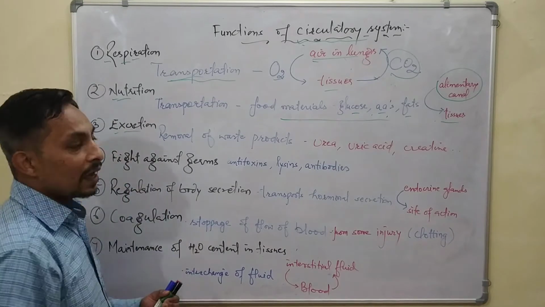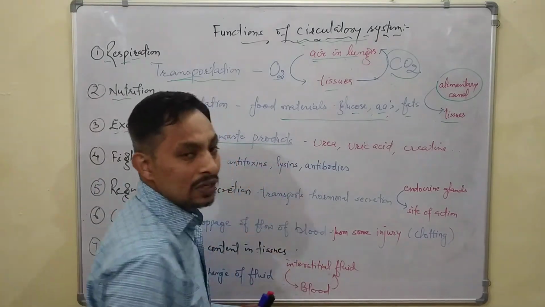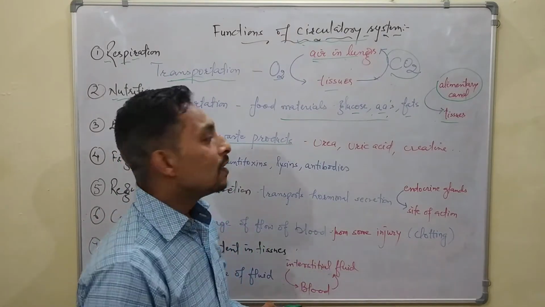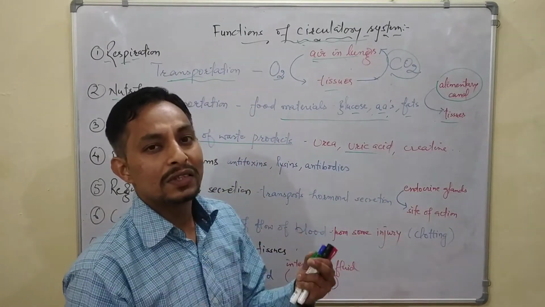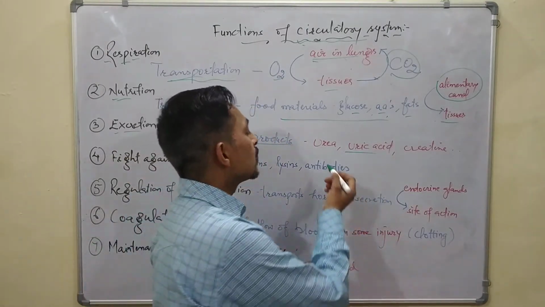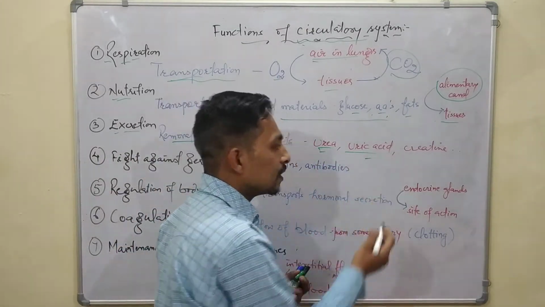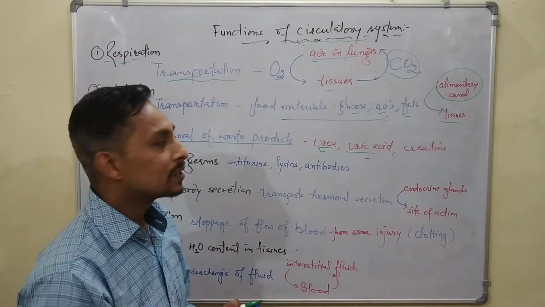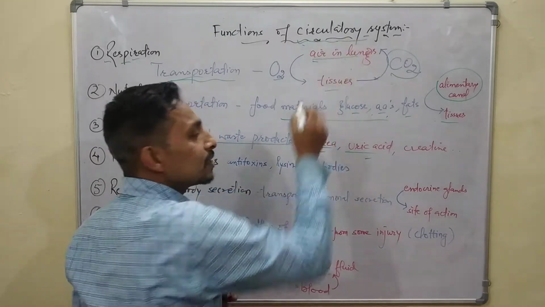Likewise, in the excretion process also, there is the removal of waste products. In some organisms the excretory waste is uric acid, in certain organisms it is urea. So likewise, urea, uric acid and creatine, these excretory waste products are also eliminated from the body with the help of this system only.